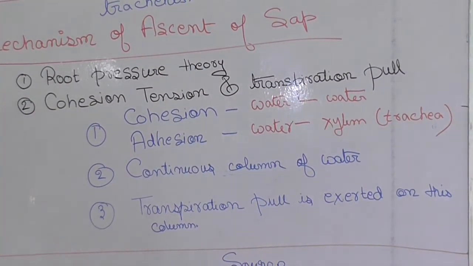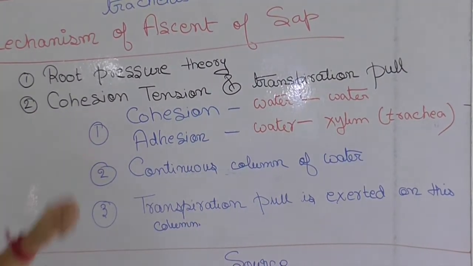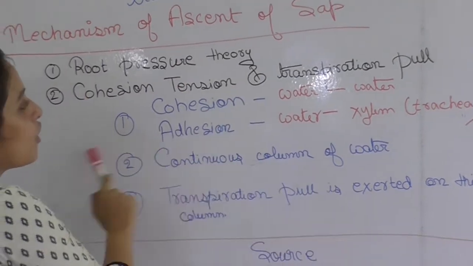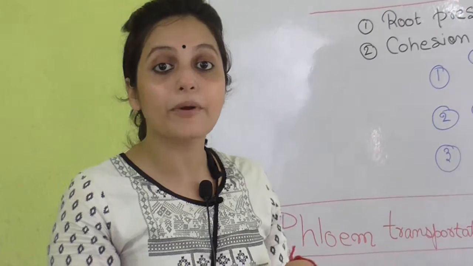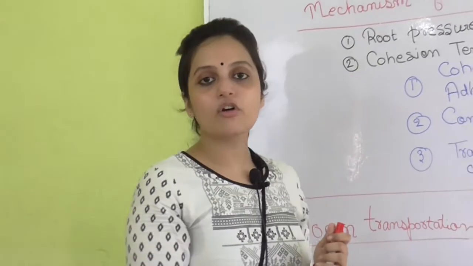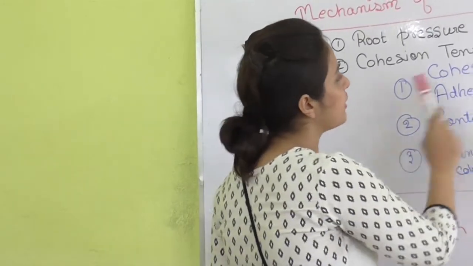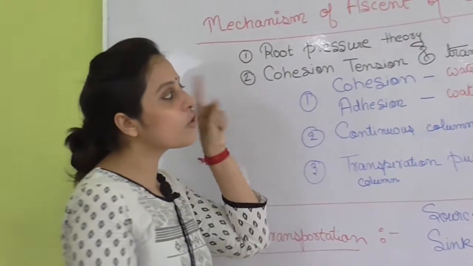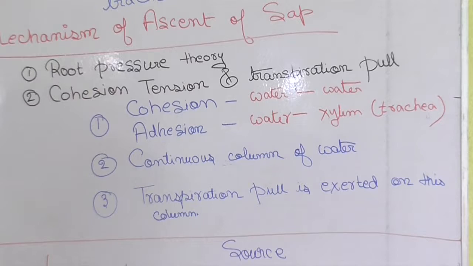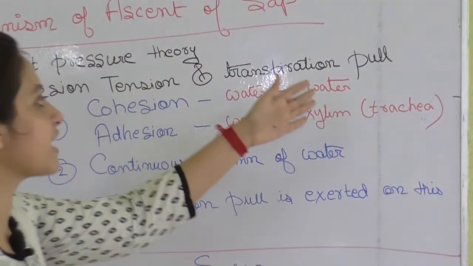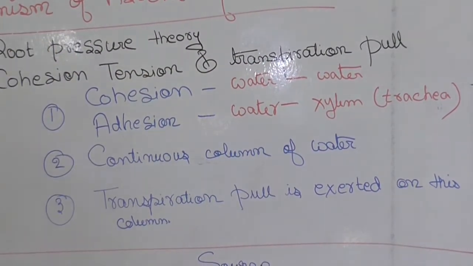And the next one is the cohesion tension transpiration pull. What happens in cohesion tension? Here the water has a unique property. So what property of water is there? That is the cohesion and adhesion. In the cohesion, the water molecules are attached with each other. They are attached with each other and have a strong hydrogen bond which attracts the molecules of water.